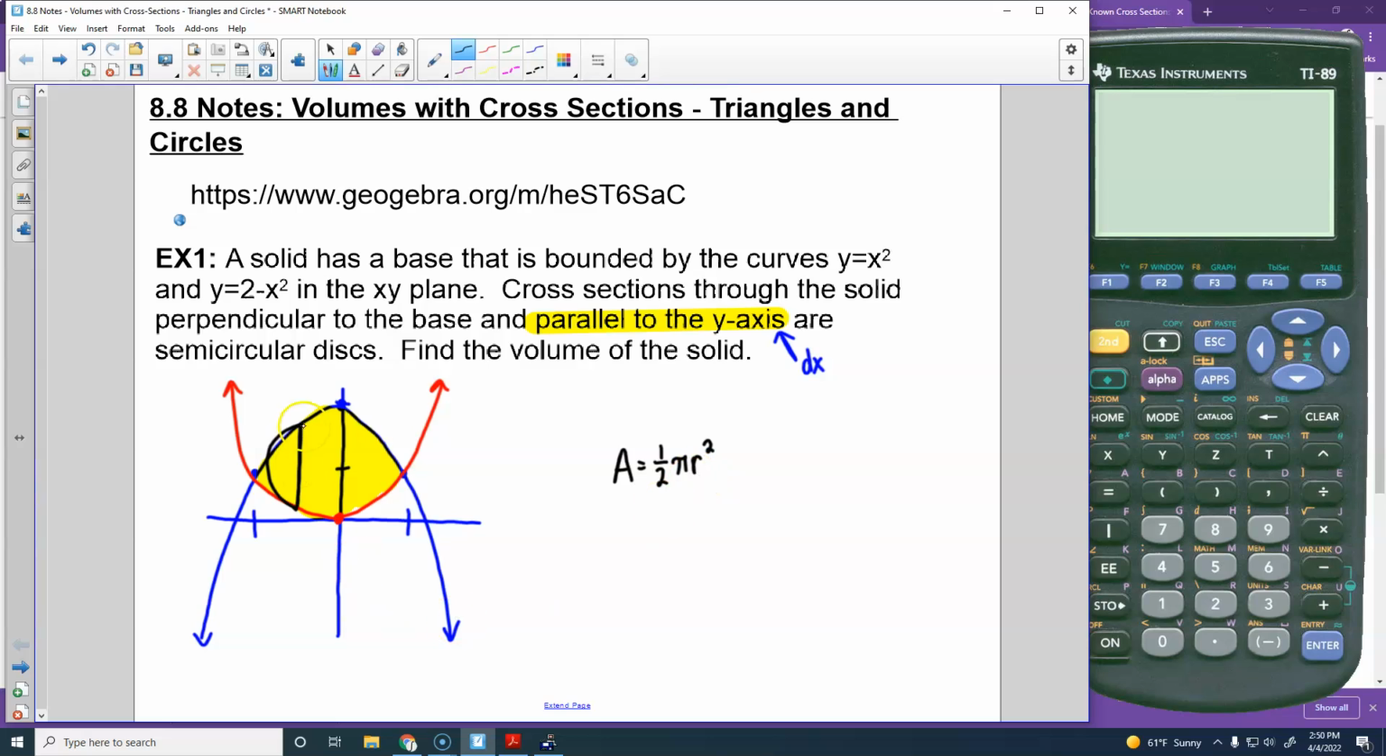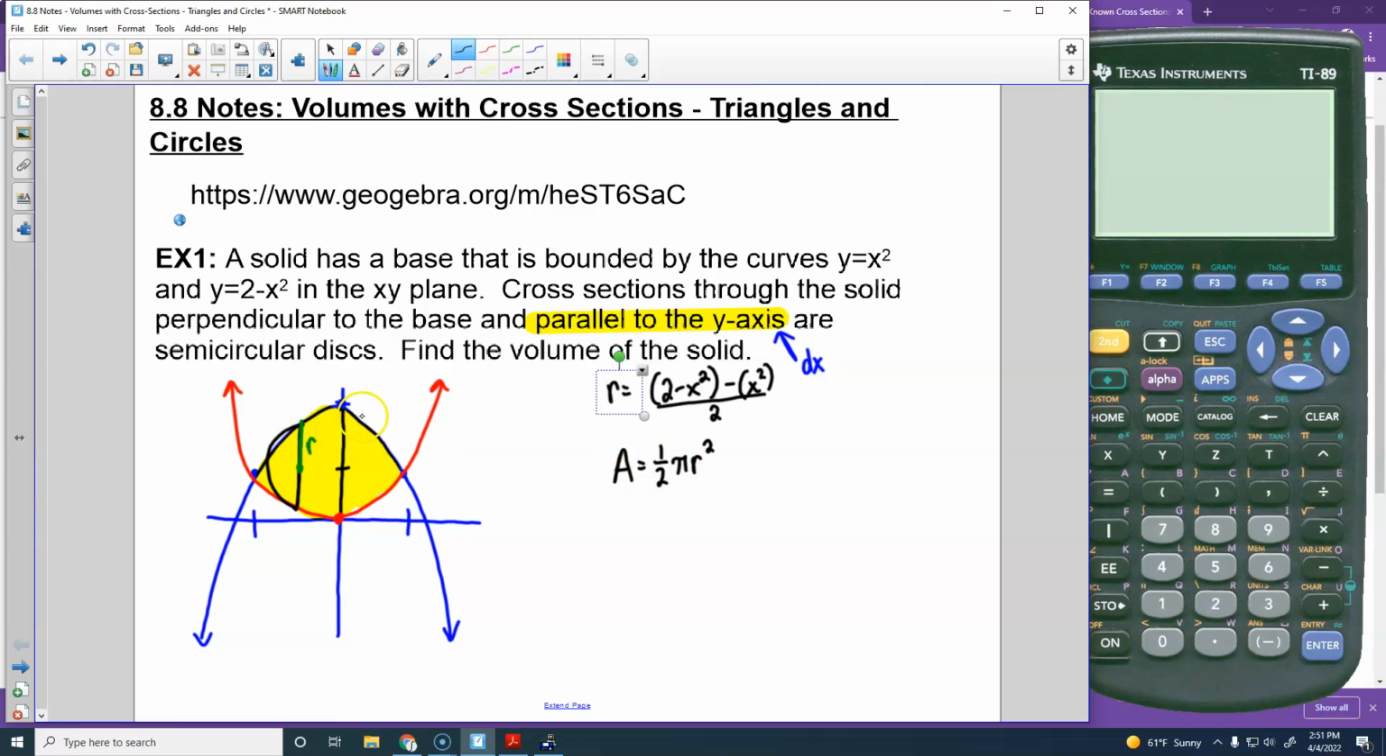Radius. Is the radius top minus bottom here? No. Radius is half of that. So when we're looking at a radius here of that semicircle, that radius is going to have to be the top equation minus the bottom equation divided by 2. So I'm going to write that down here. My top equation is 2 minus x squared minus the bottom equation, which is just x squared, and I'm dividing all of that by 2.